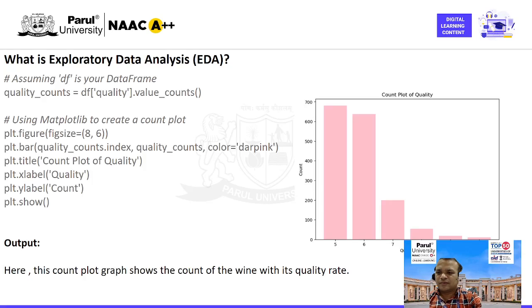This is one example: a count plot of quality. Assume df is your data frame. We want to discuss the quality count here on your data frame. So quality_count equals df, and your output variable is quality, so we use quality.value_counts(). We want to identify the count of each value in the quality feature.